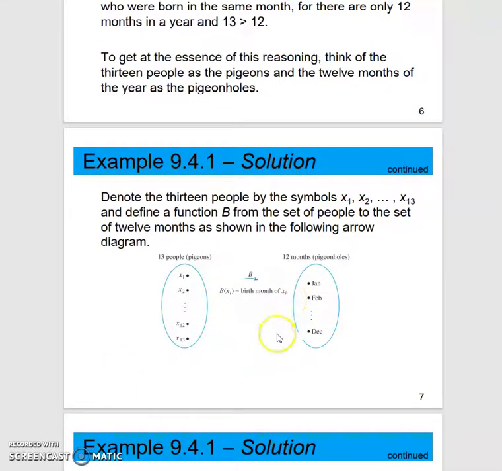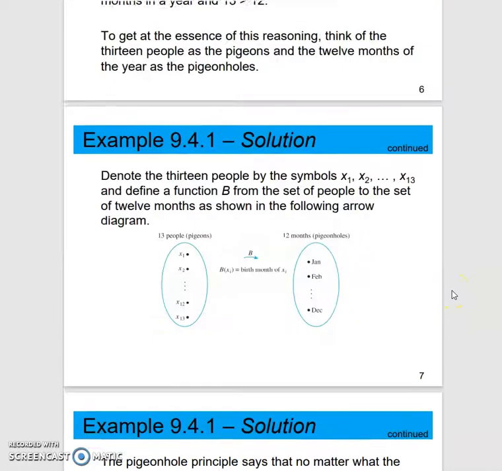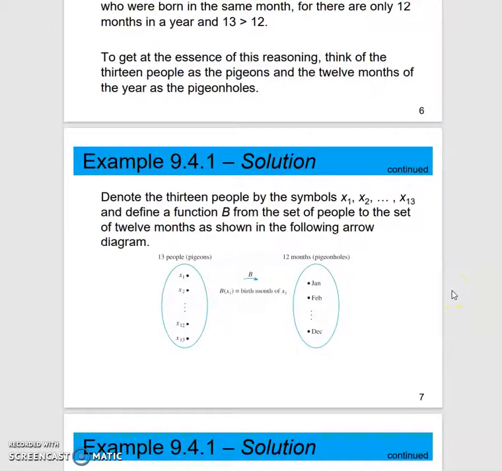Again, you could think about it by picturing it. I've got 13 people, I've got 12 months, and I'm trying to put each one into them, and I am going to have at least one overlap.